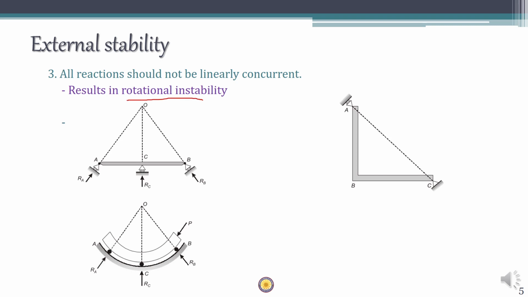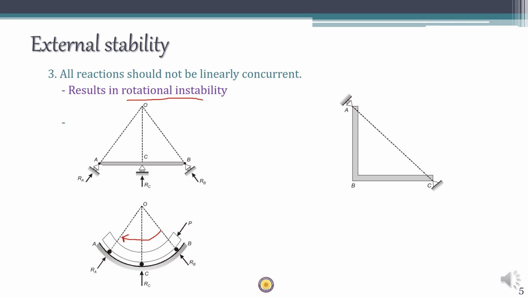Same as in this case, it's a curved beam lying on curved supports. Each support is a roller. A roller gives only a reaction perpendicular to the surface. So all the reactions are meeting at a single point O. So if you apply a horizontal force, the entire beam will rotate about it, like a clockwise rotation, right?